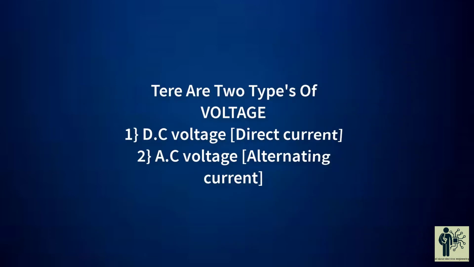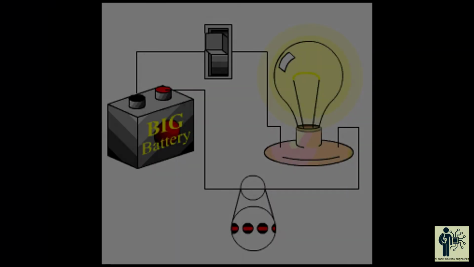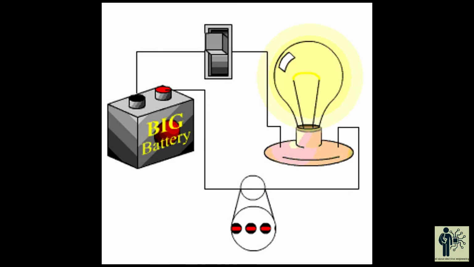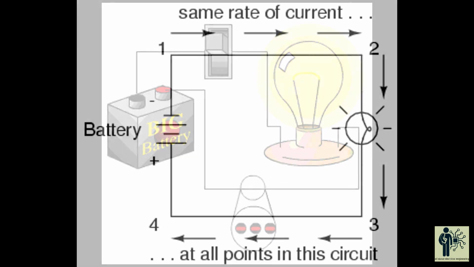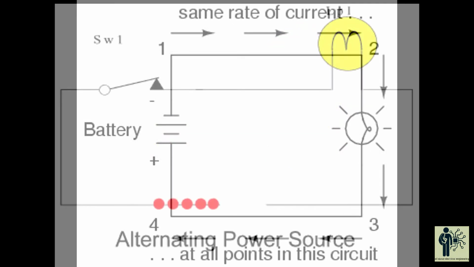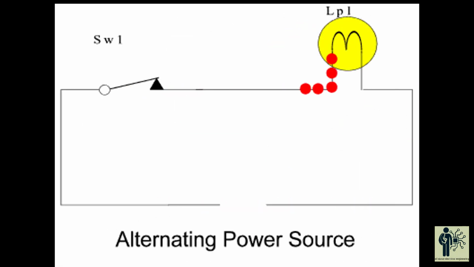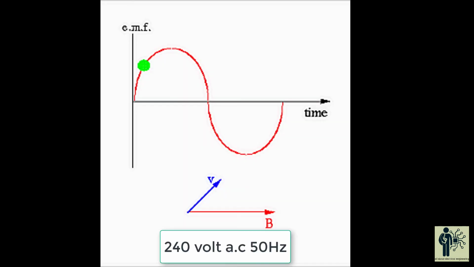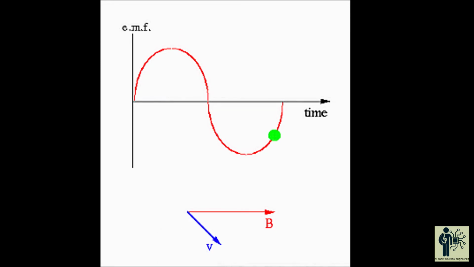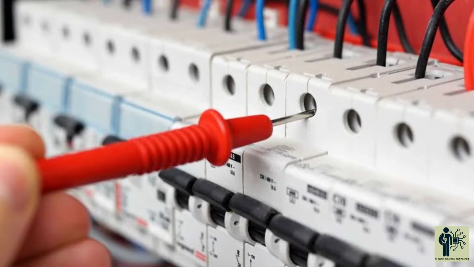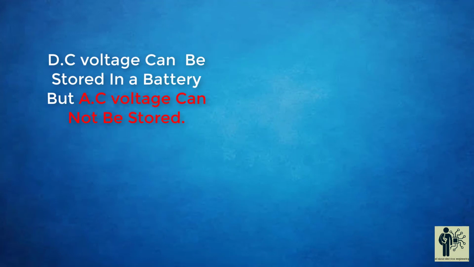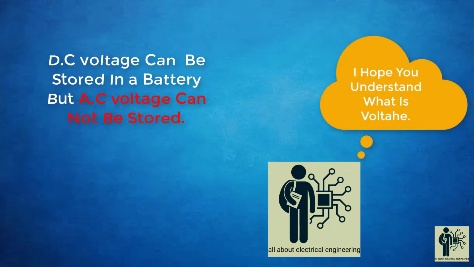There are two types of voltage, DC voltage and AC voltage. The DC voltage always has the same polarity, positive and negative, such as a battery. The AC voltage alternates between phase and neutral. For example, the voltage at the wall socket changes polarity 50 times per second in India. DC voltage can be stored in a battery, but AC voltage cannot be stored. I hope you understand what is voltage.